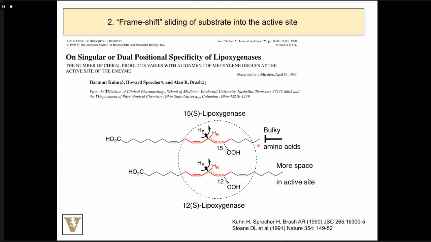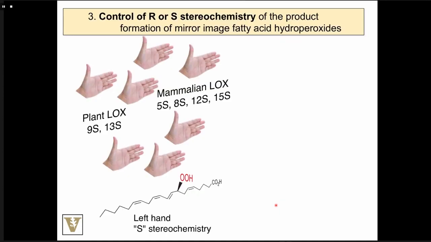But in the 12-lipoxygenase, there's more space in the active site. The substrate can enter further in, and we get, again, exactly the same reaction happening, forming 15S here or 12S here, as in both cases. It's just the sliding forwards into the active site. So that was the second means of control, how far in the substrate goes.